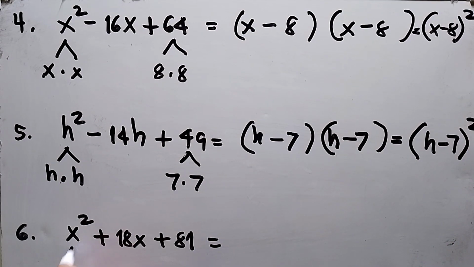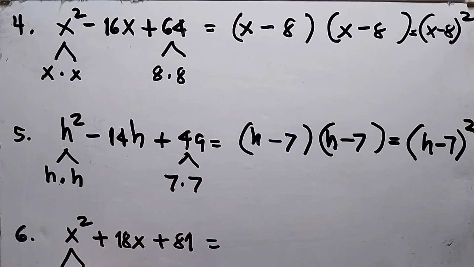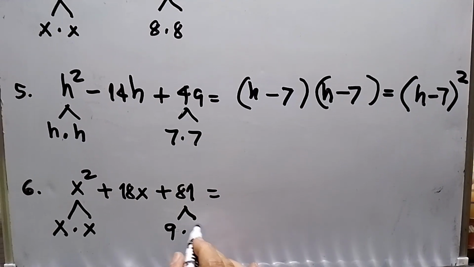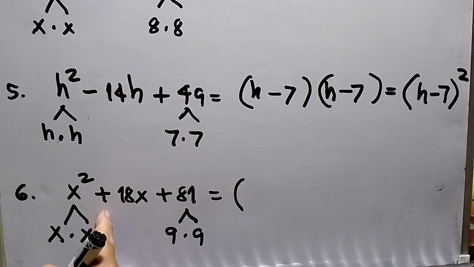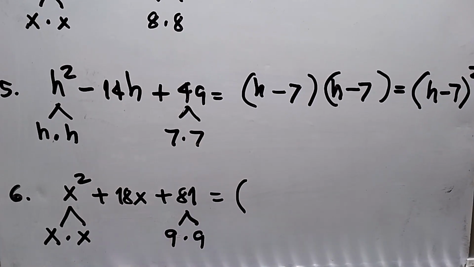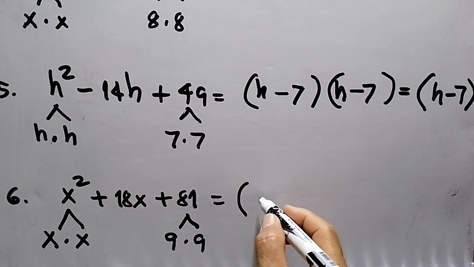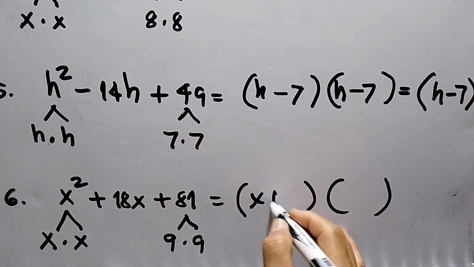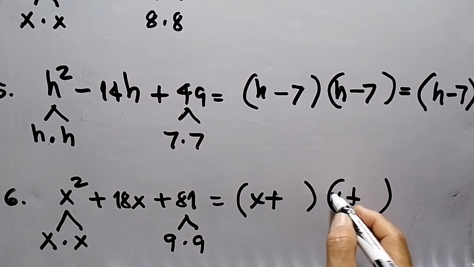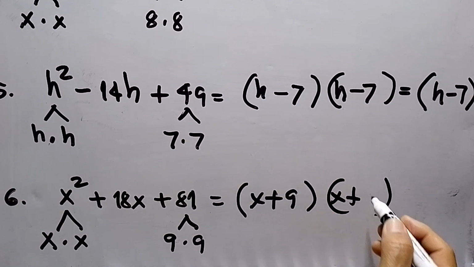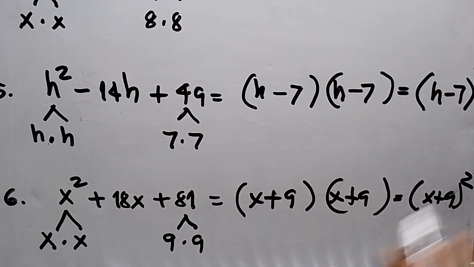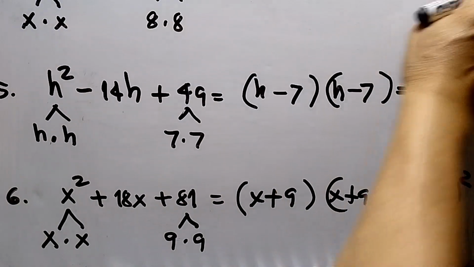Then the number 6. Factors are x and x. 81 is 9 and 9. Since the operation in number 6 is addition, this will be x, this will be plus, x also in here, and then 9, 9, or this will be x plus 9 squared.